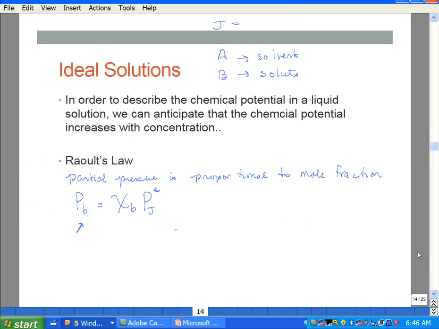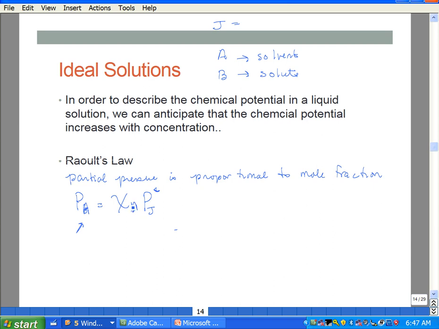We then started talking about ideal solutions and ideal dilute solutions. We talked about the ideal solution being a liquid solution that has components that are similar in molecular composition, like benzene and toluene, like dissolves like. And Raoult's law allows us to describe the chemical potential. For the most part, when we talk about Raoult's law, we're really talking about the chemical potential of the solvent. I'm sorry, the partial pressure. We're talking about the properties of the solvent. And I don't think I specified that in the last lecture.